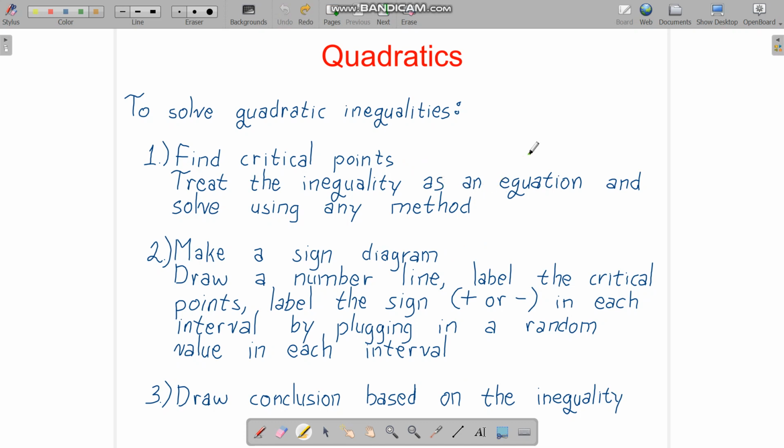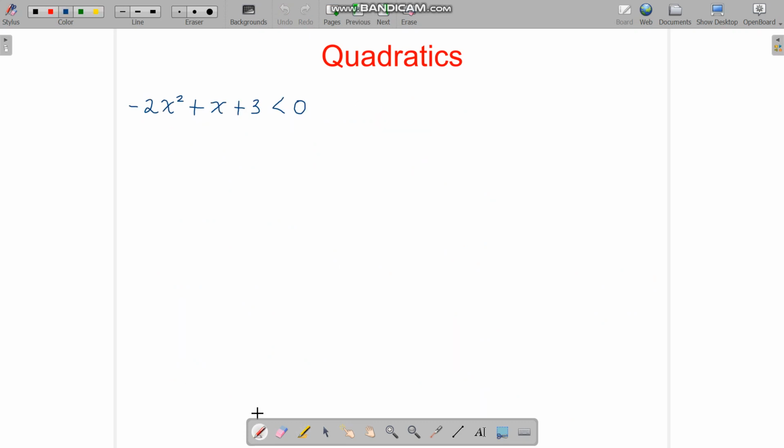To make a sign diagram, we draw a number line, and then we label the critical points. We label the sign in each interval by plugging in a random value in each interval. For example, 2x squared plus x plus 3 is smaller than 0.